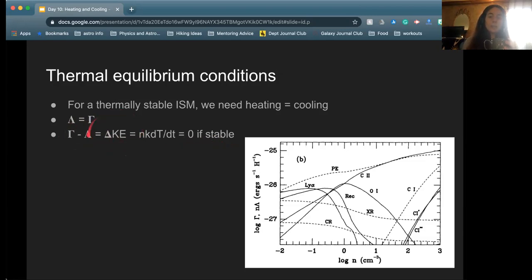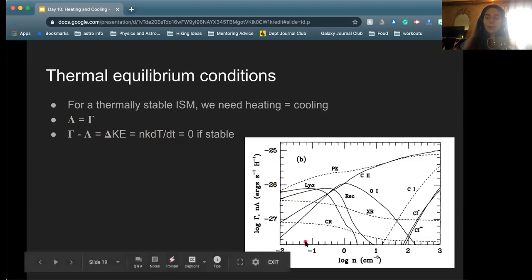We can also think of that as a difference in kinetic energy, which we can use the ideal gas law to say should be equal to NkT if N isn't changing, which probably not much. NkT, and then we're taking a derivative in time. So the only thing that's changing should be our temperature. So the derivative with time, and these should be 0 if we're stable.